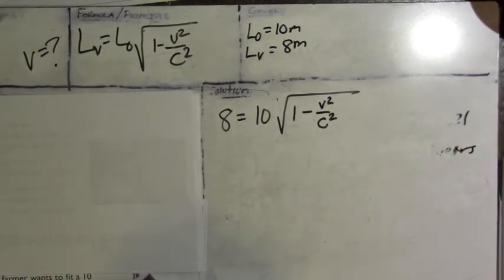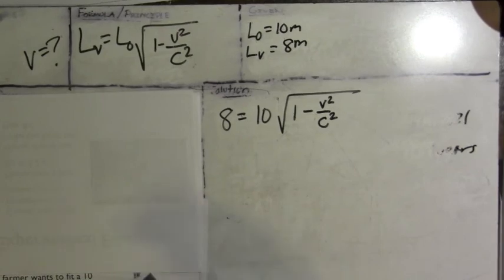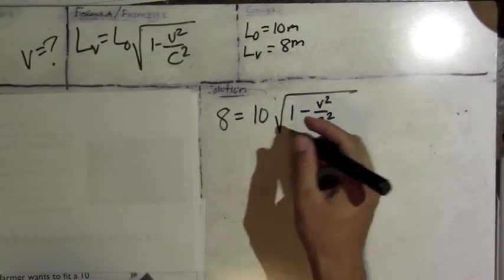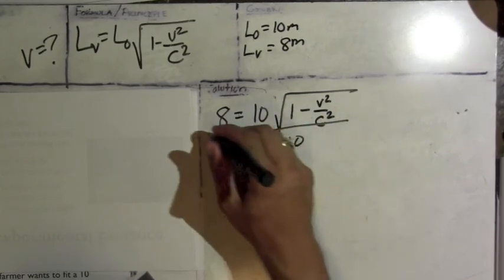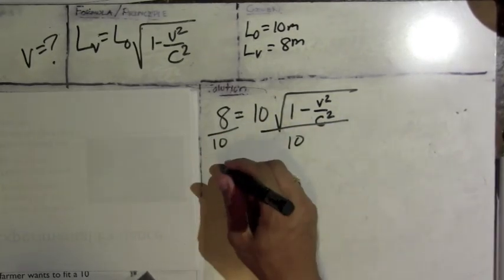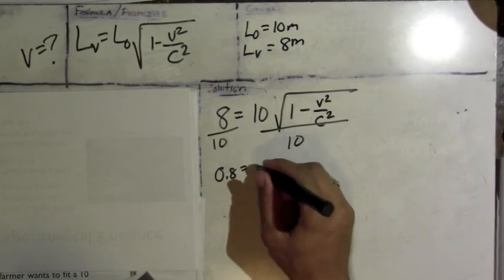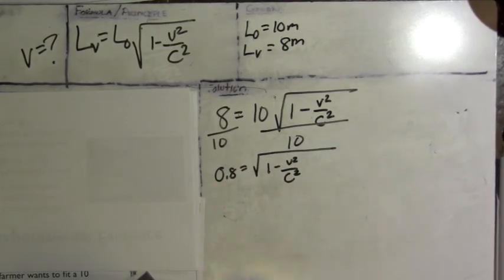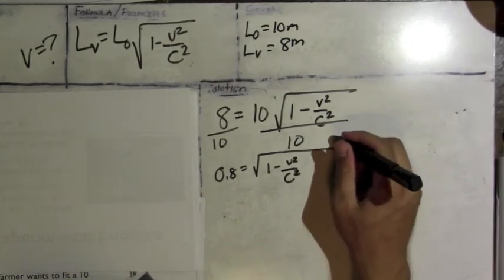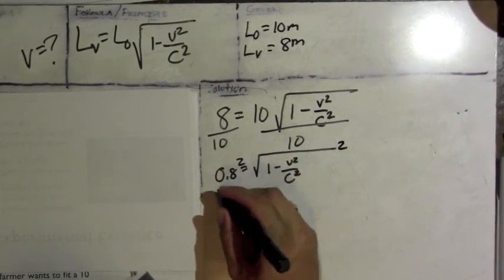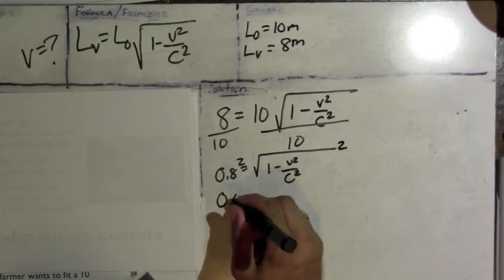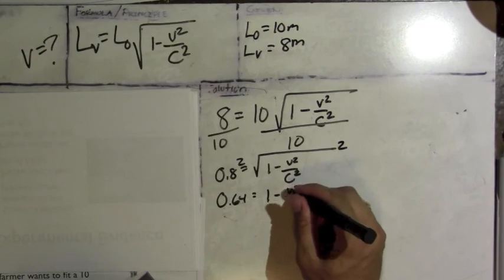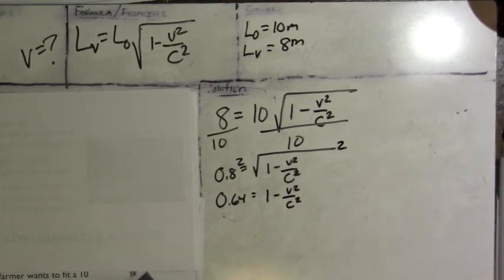Now, we can't really solve this all in one step like we've done in several other problems. So what we want to do here is divide both sides by 10. When we do that, we get 0.8 equals the square root of 1 minus V squared over C squared. Now we want to square both sides. When we square both sides, we get 0.64 is equal to 1 minus V squared over C squared.